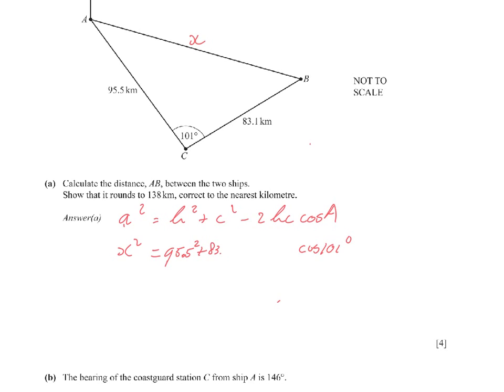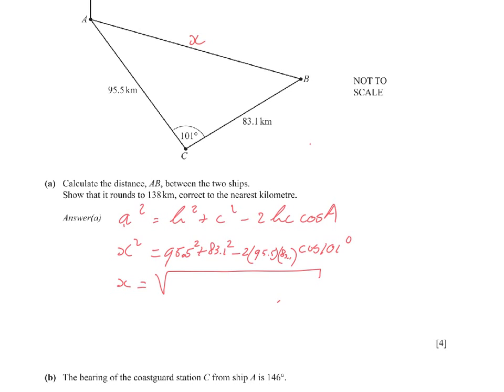95.5 squared plus 83.1 squared minus 2 times, and of course this is not going to fit now, 95.5 times 83.1 times the cosine of 101. I do apologize, it doesn't look very nice. Anyway, x is then the square root of all of that.